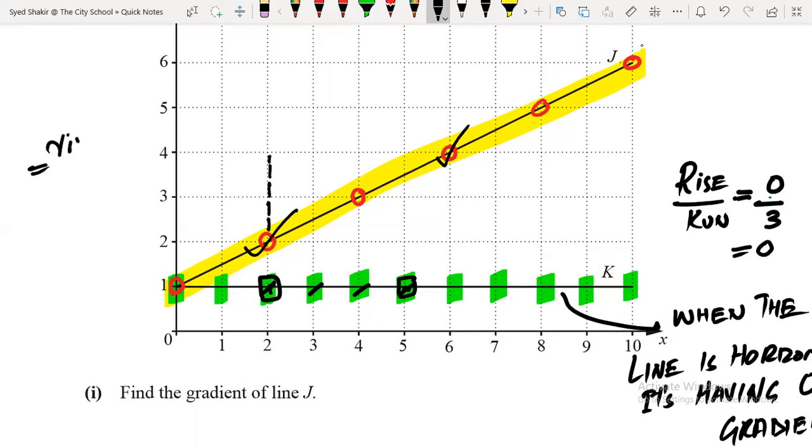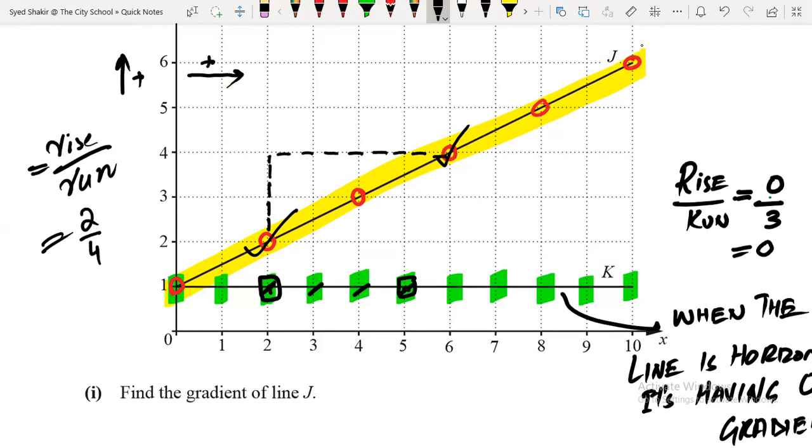The formula is rise over run. There are 2 vertical distance and the horizontal distance is 1, 2, 3, and 4. 4 horizontal distance. If a vertical distance has an upward direction, it means it's positive. If a horizontal distance is towards the right, it has a positive sign. So the vertical distance is upward and the horizontal distance is towards the right, so both have positive signs. So if a line is rising, it has a positive gradient.